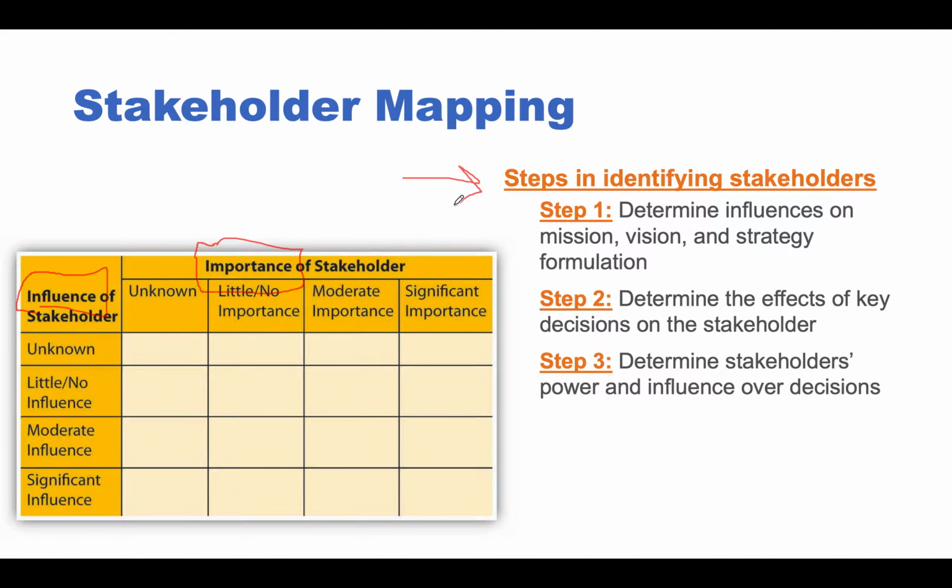And then step number 2 is to determine the effects of the decisions that we take on the stakeholder. So here we determine the nature of the effect of the firm's strategic decisions on these key stakeholders that we have identified. Because if you think about it, not every stakeholder is going to be affected in exactly the same way by the decisions that we make as a company, right?